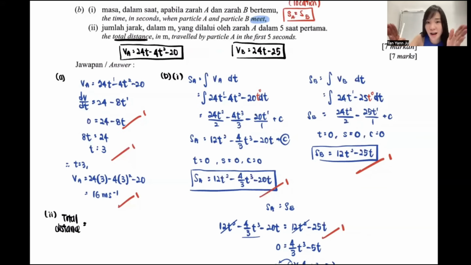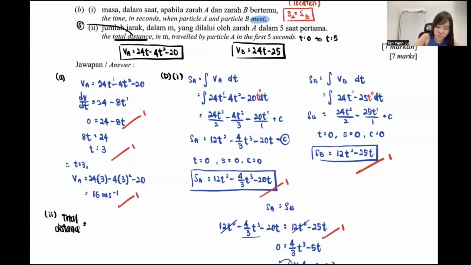How do you use integration? Distance is jarak. Jarak is based on your location. So my location is here, your location is here. What is the distance in between us? That's the meaning of distance. So for distance, normally you need to have S, which is your displacement. They want to find the total distance traveled by particle A in the first 5 seconds. First 5 seconds means not just 5 seconds, but 0 seconds to 5 seconds.